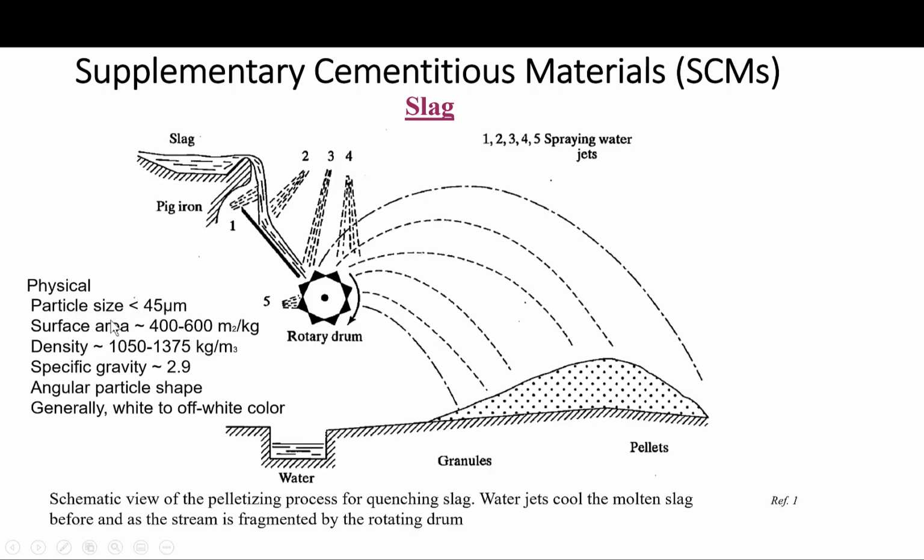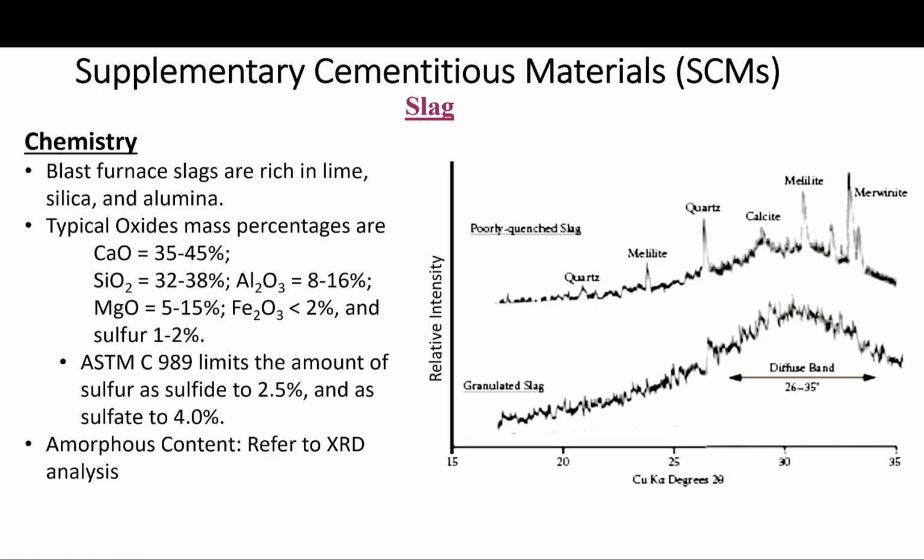So physical characteristics: we said the particle size is less than 45 microns, surface area 400 to 600 square meters per kilogram, density about 1050 to 1375 kilograms per cubic meter, specific gravity higher than the others, about 2.9. The particle shape is angular. Its color is generally white to off-white. Okay, so about the chemistry of the slag.